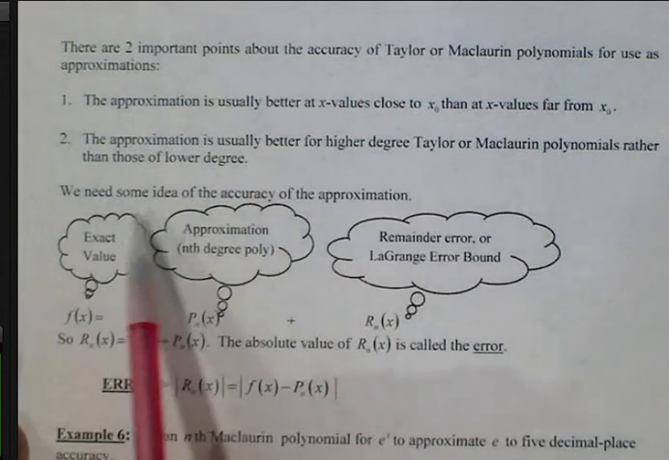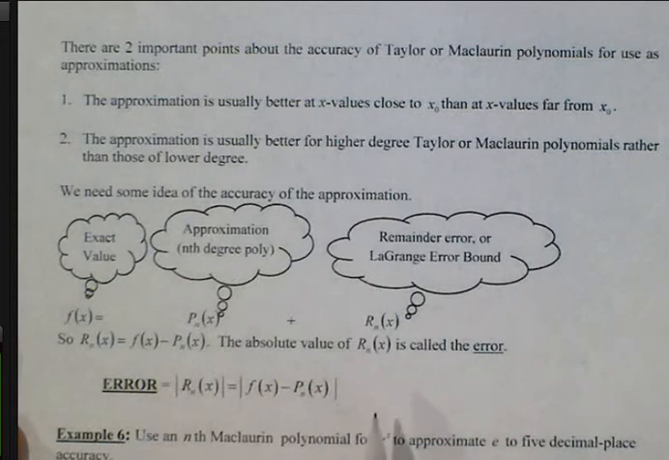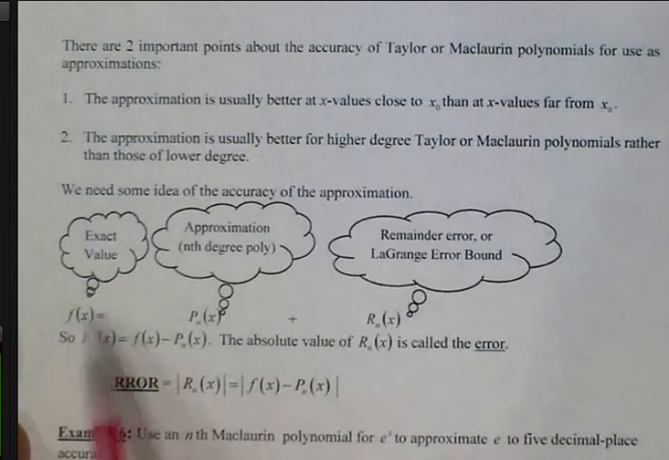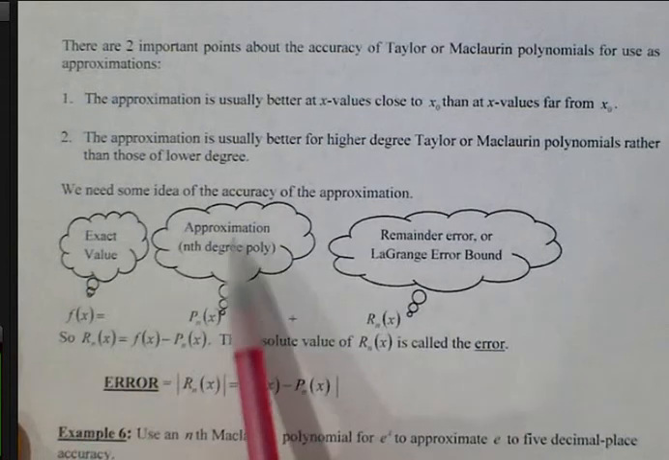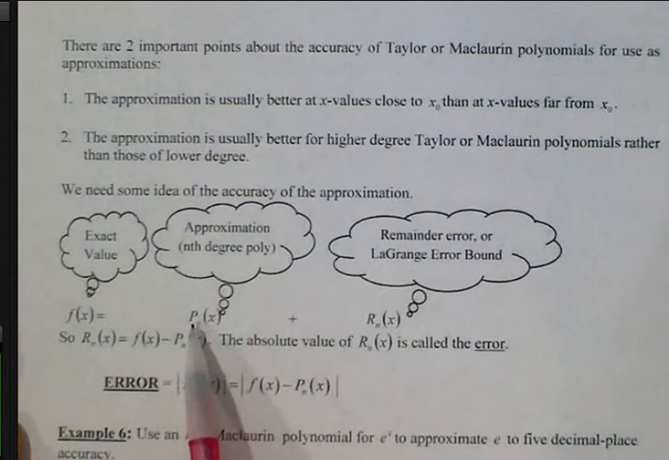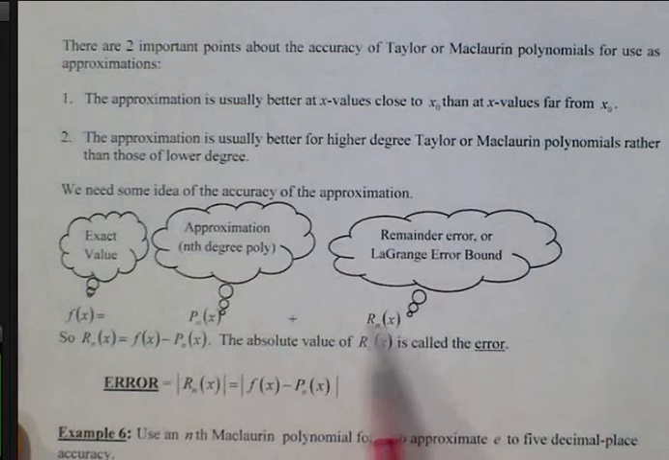We need some idea of the accuracy of the approximation. And so we have the exact value, which is f of x, and that is equal to the approximation, the nth degree polynomial, p sub n of x, the Taylor polynomial. And then you have some error, a remainder, and that is the Lagrange error bound.